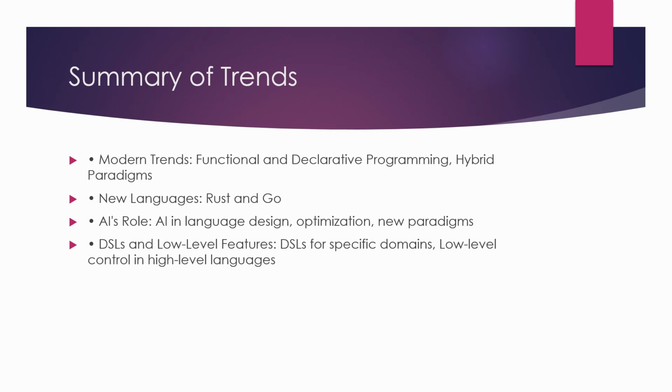In summary, programming languages are constantly evolving. We see a rise in functional and declarative programming, with languages like Rust and Go leading the charge. AI is significantly shaping language design, and DSLs are streamlining domain-specific tasks. Additionally, the integration of low-level features in high-level languages is giving developers more control without compromising productivity.